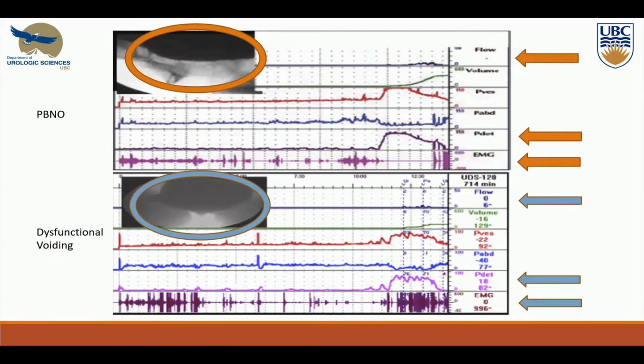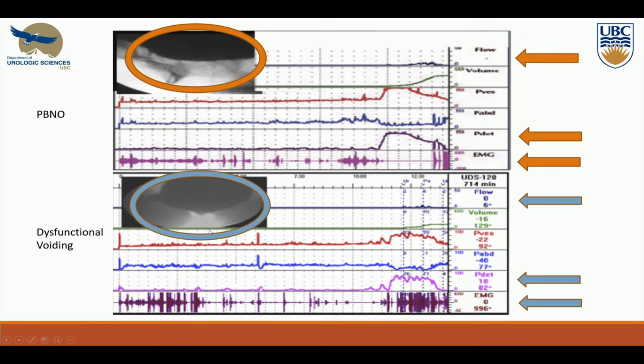So you can see here some urodynamic tracings. In the top section, you can see primary bladder neck obstruction, with a very classic appearance of increased detrusor pressures during voiding, followed by very low flow rates and absence of EMG activity in the voiding phase, which is appropriate for the EMG lead. And then you can see here in this fluoro image, there's no funneling of the bladder neck, which is classic.